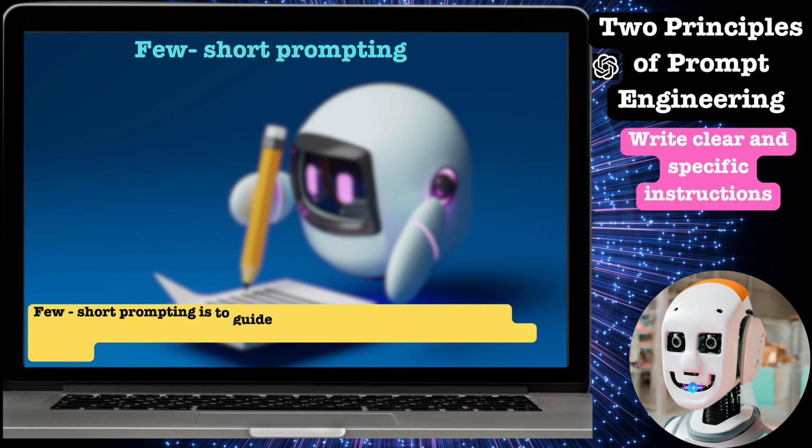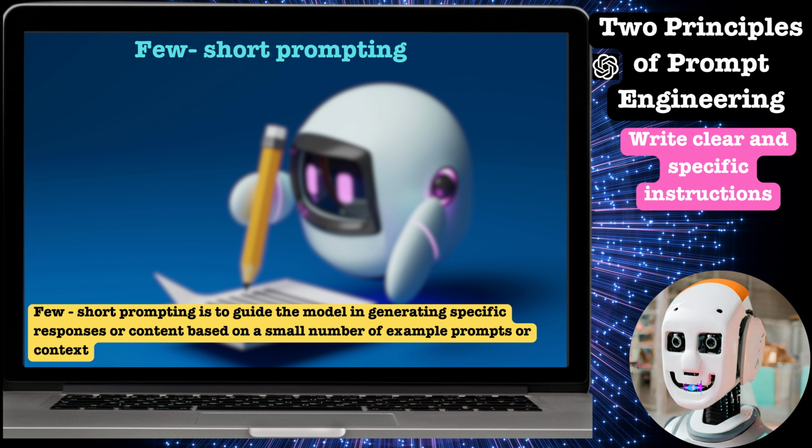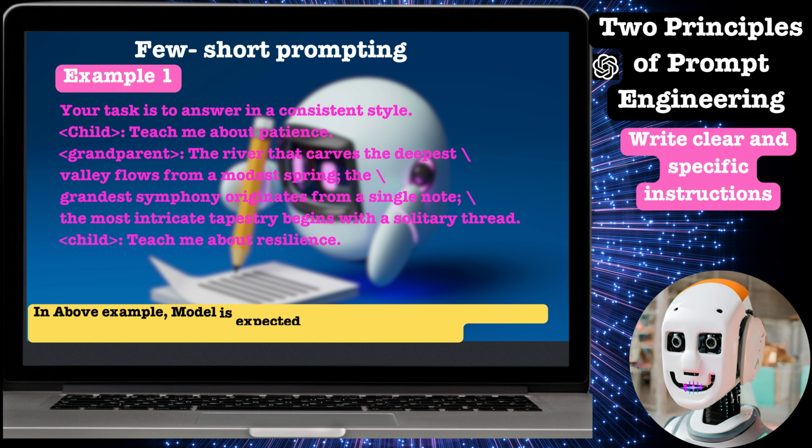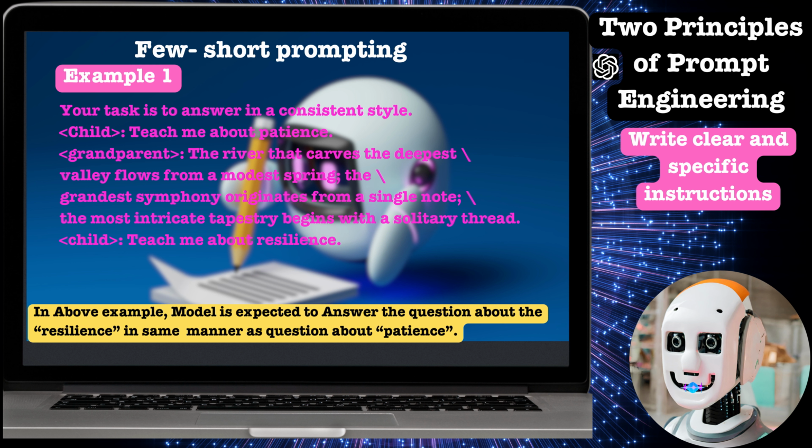Tactic 4. Few-shot prompting. Few-shot prompting is to guide the model in generating specific responses or content based on a small number of example prompts or context. Let's take an example. In the example above, the model is anticipated to respond to the inquiry about resilience in the same manner as it would for the question about patience.